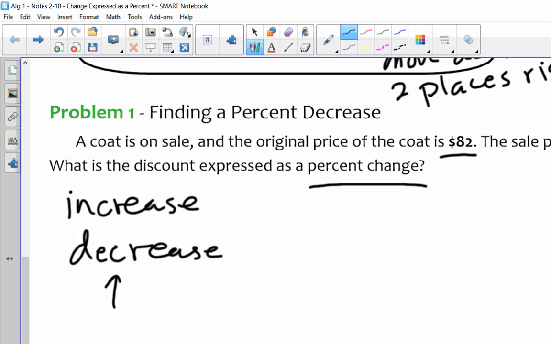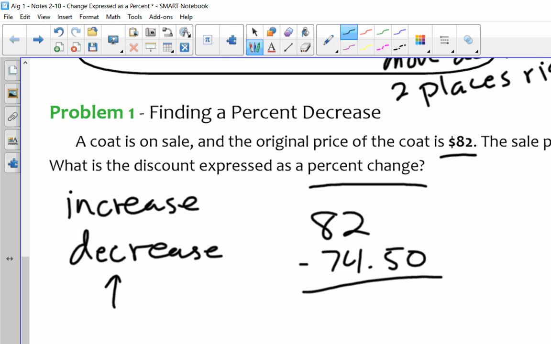But then to start my formula, I'm going to take the original amount, because it's the greatest. I'm going to subtract $74.50 because it's the biggest, and I'm going to subtract those and get a number that's going to help me start my formula. And I think I get $7.50, but I'm double checking it. Hold on. So when I subtract that, I get $7.50, okay?